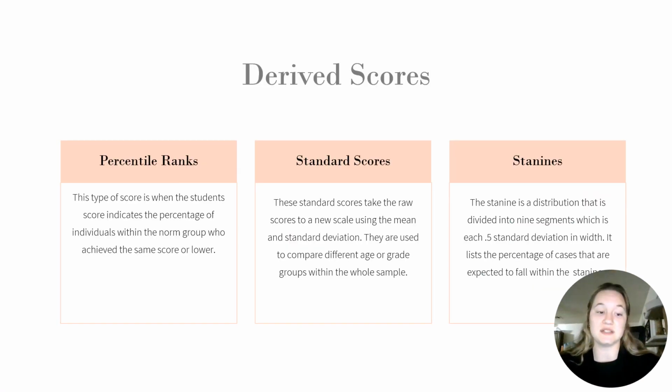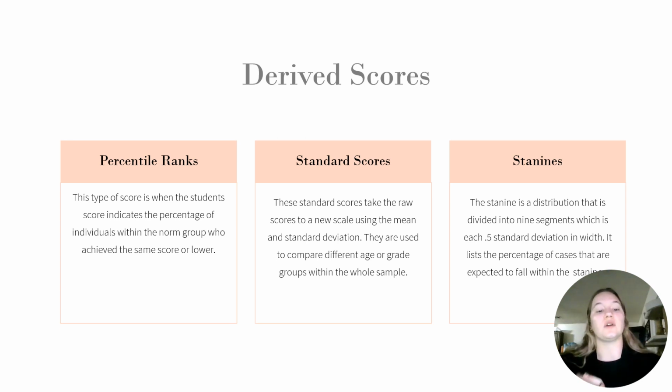So percentile ranks is when the student's score indicates the percentage of individuals within the norm group who have achieved the same score. So for example, if they got a 40 on their test, but that lists them as a 65 percentile, that means 65% of the students received a 40 as their grade.